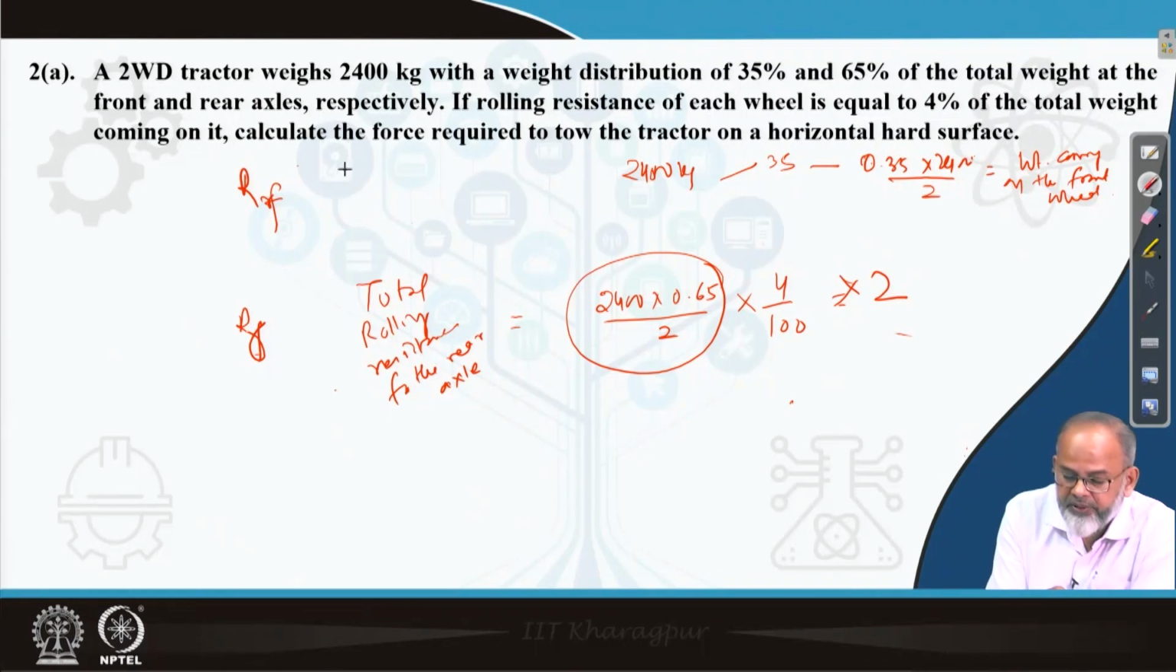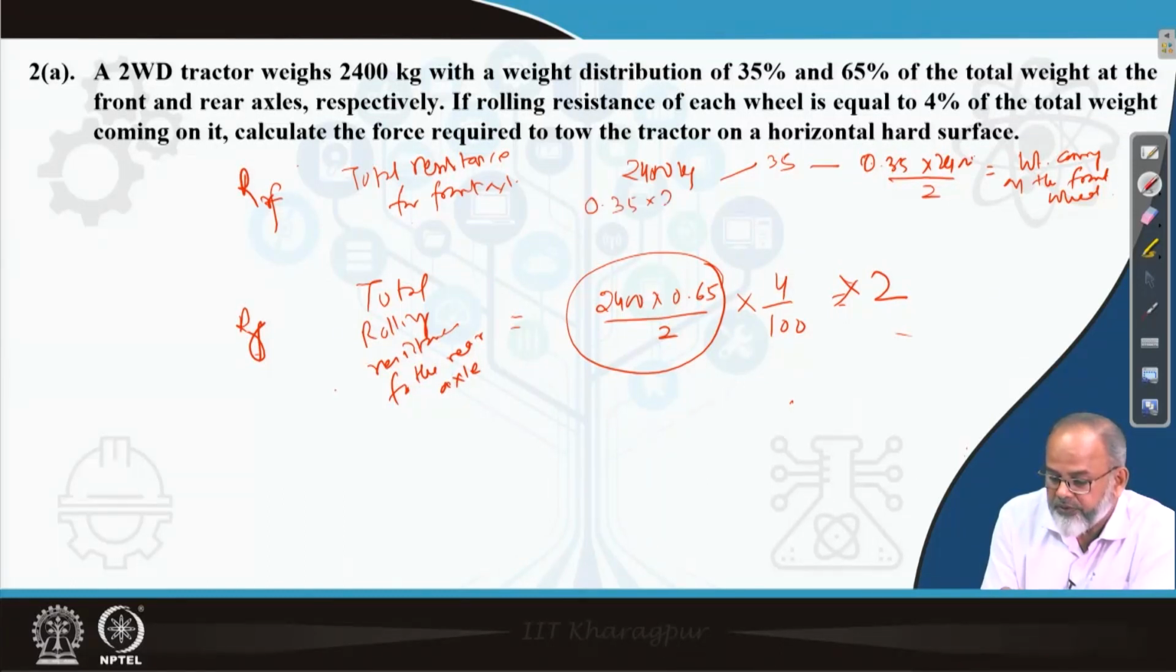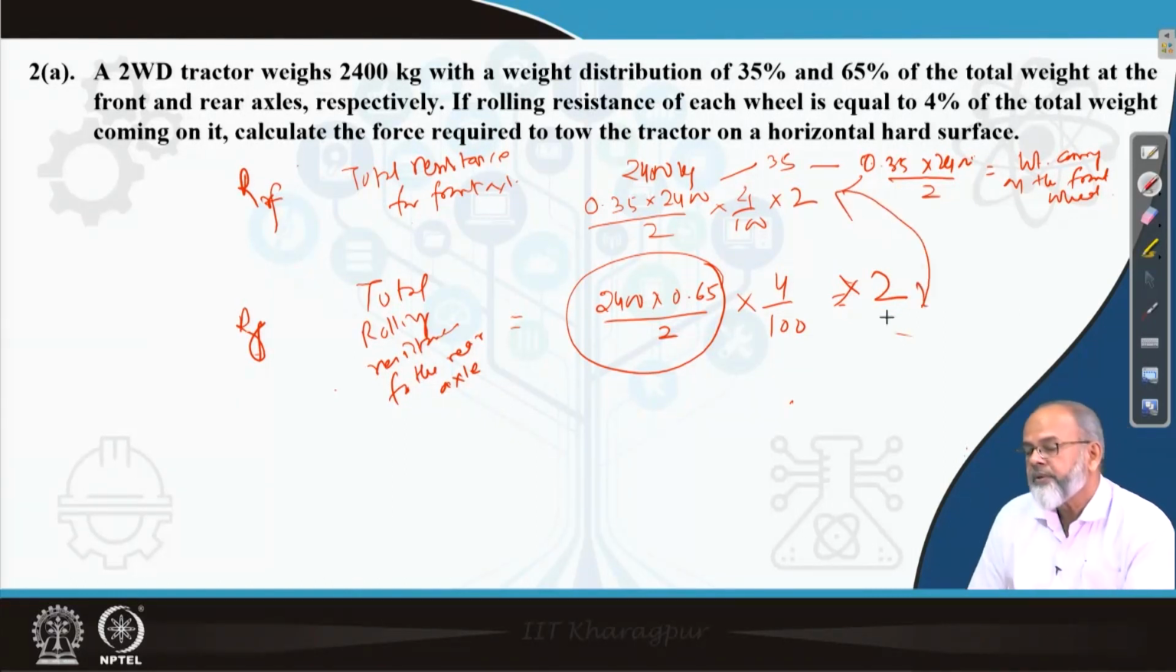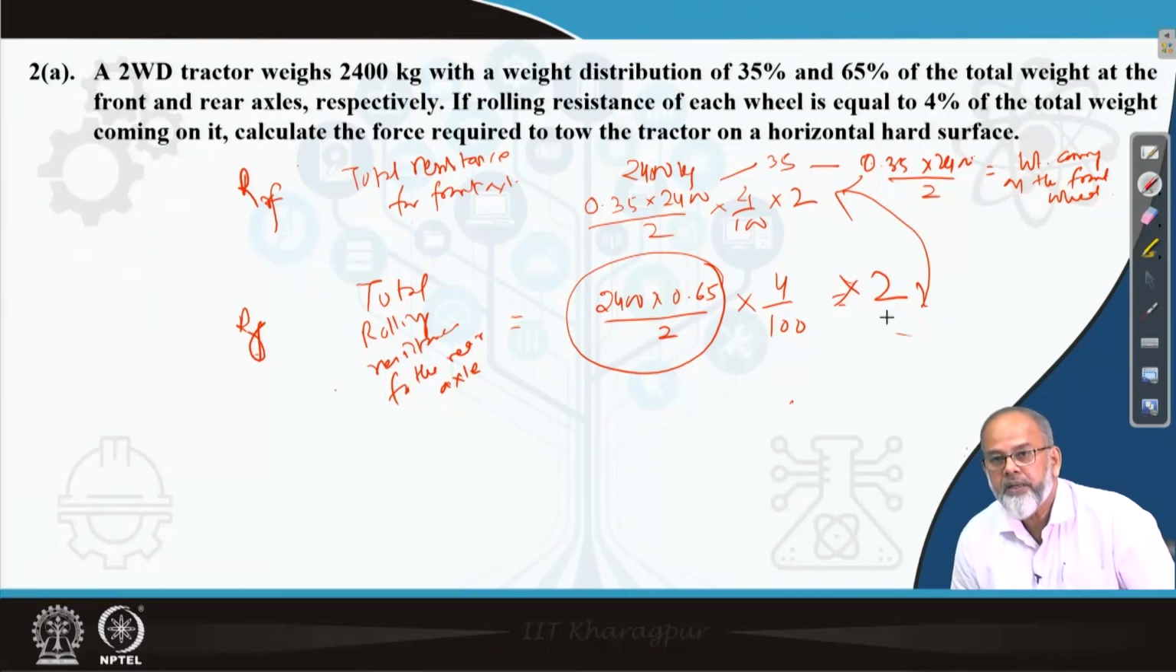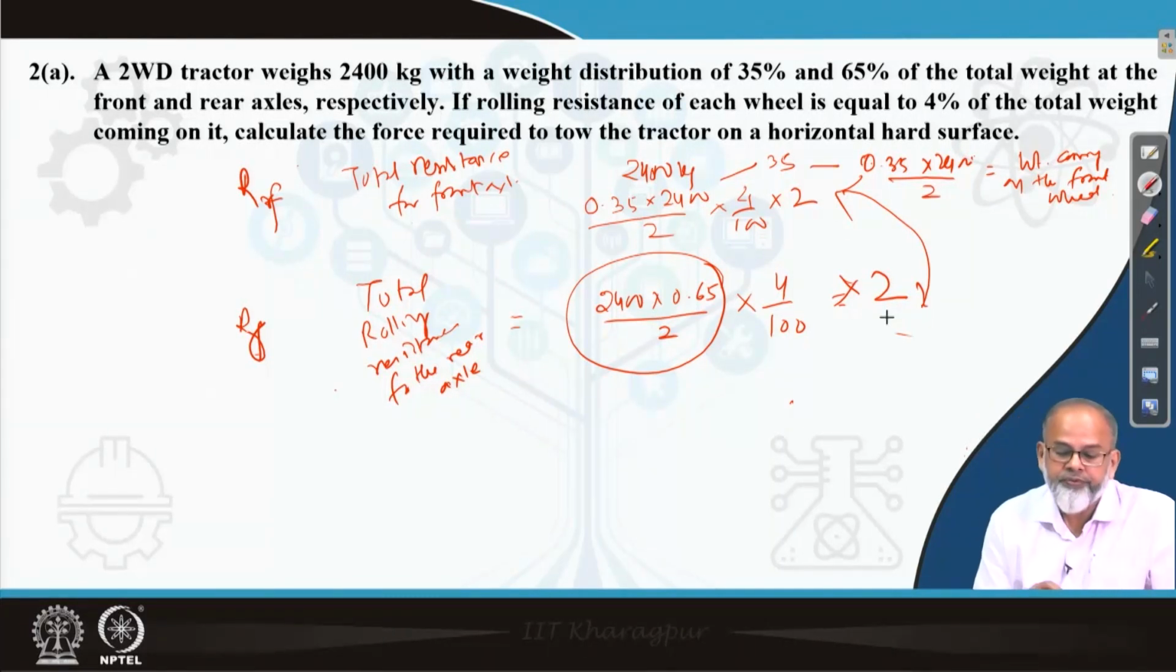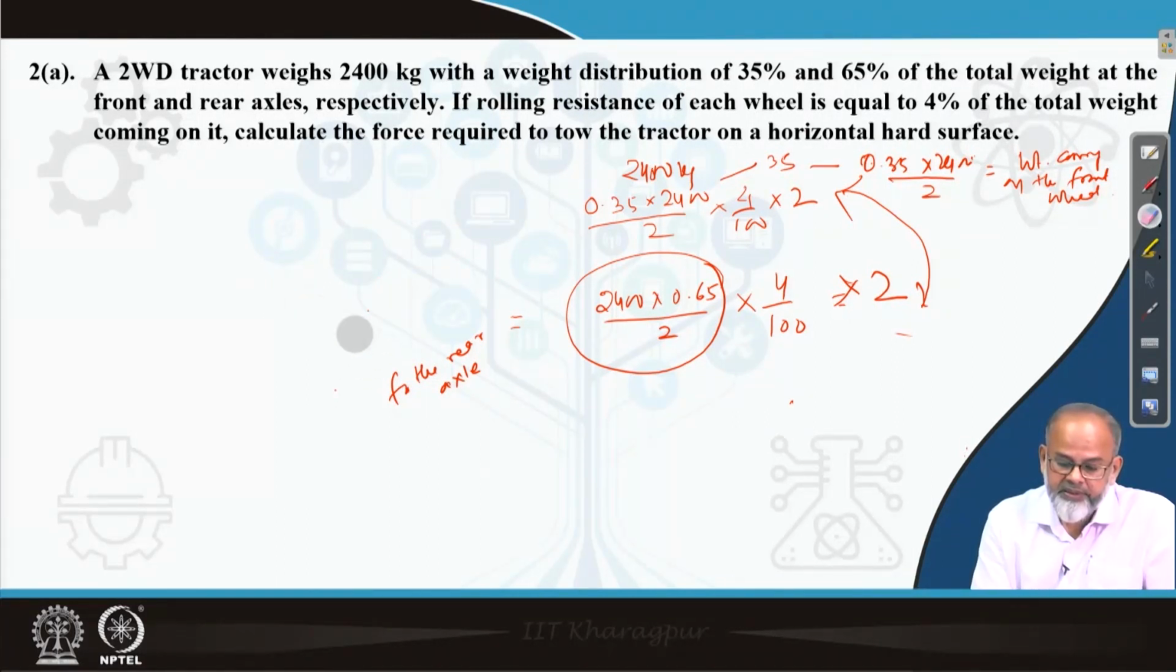Now, similarly, you find out total rolling resistance for front axle. So, in that case, whatever value you are getting here, 0.35 into 2400 divided by 2 into 4 by 100 into 2. The summation of these two values will give you the total rolling resistance, and that will be equal to the force required to tow the tractor. So, here the concept of finding out rolling resistance is given.